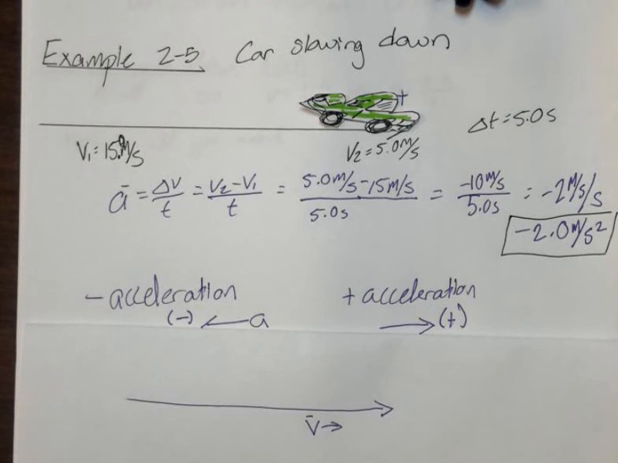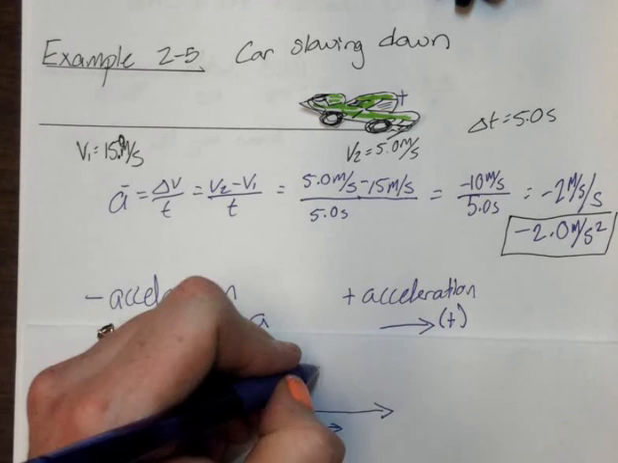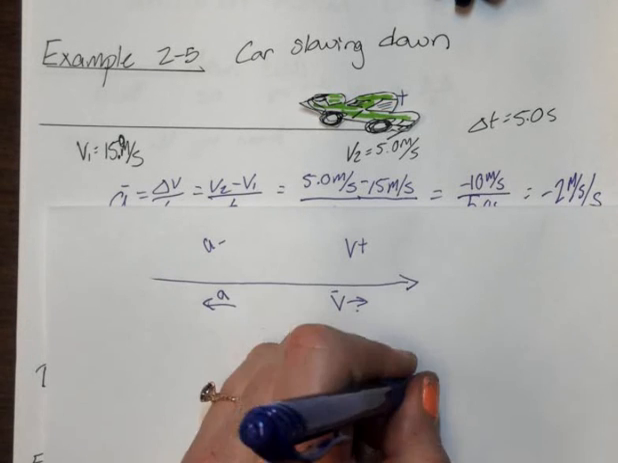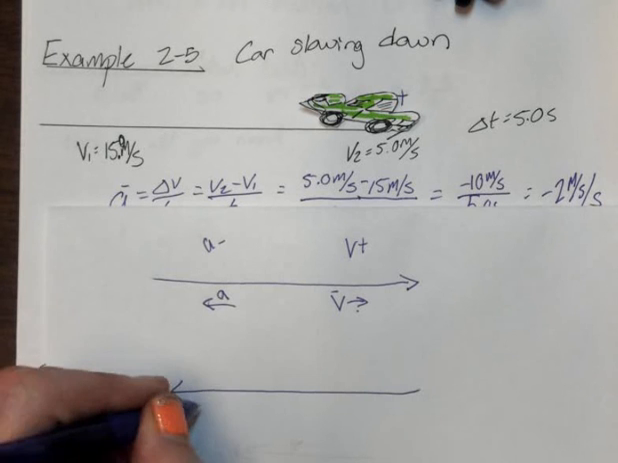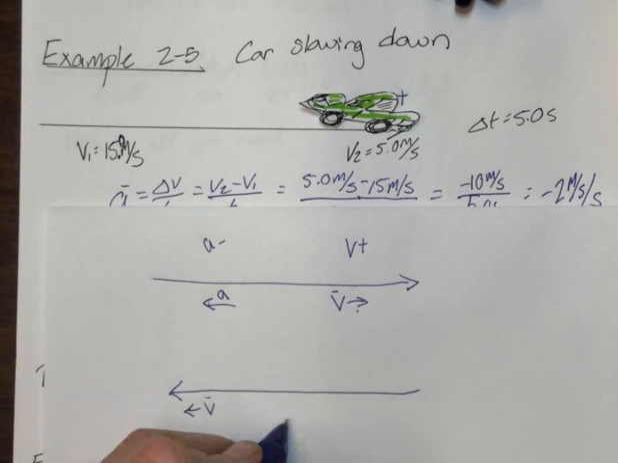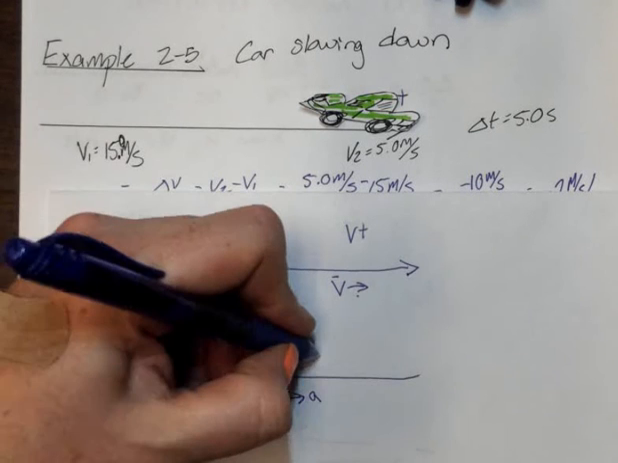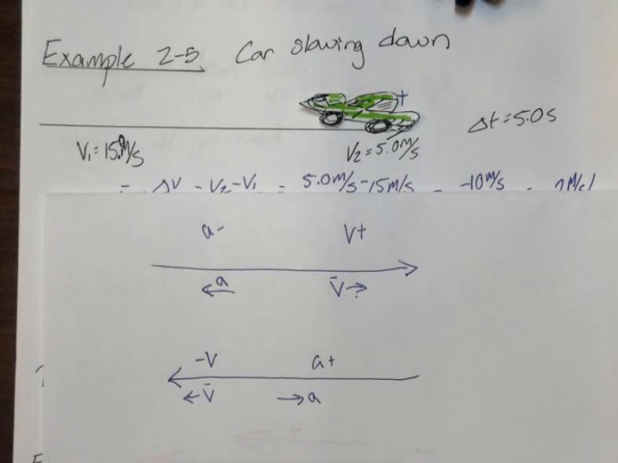A deceleration is an acceleration where the car is slowing down, which just means that the acceleration happened in that direction. Now in this example, this is a deceleration because the velocity is in this direction and the acceleration is in this direction. Here the velocity is positive, the acceleration is negative. But that's not the only situation in which we could have a deceleration. Consider a situation where velocity is in this direction and acceleration is in this direction. Here velocity is in the negative direction and acceleration is positive. This is still a deceleration.